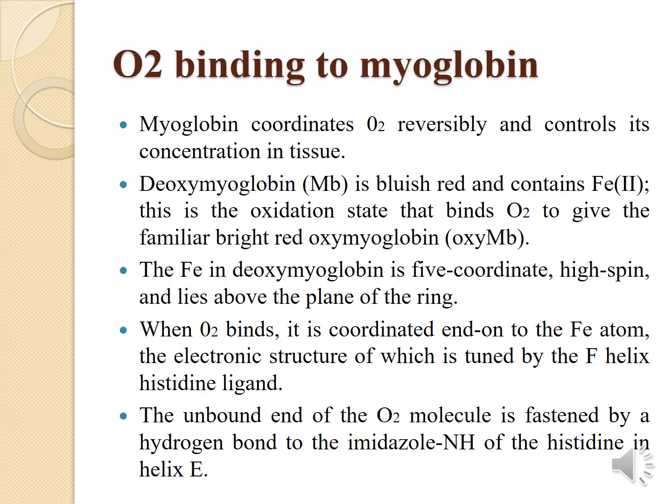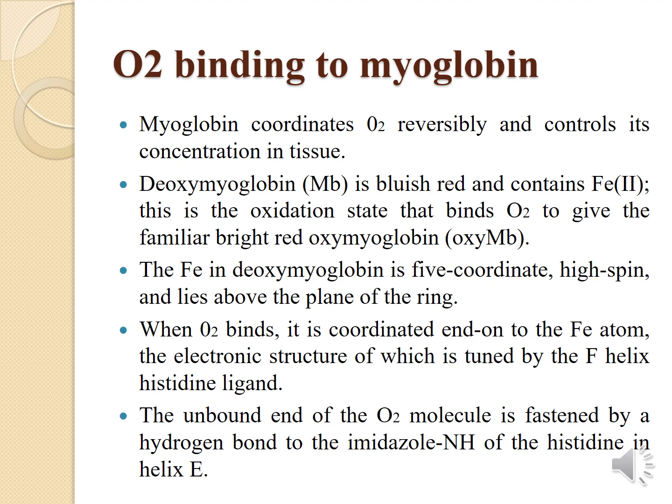And this slide shows the oxygen binding to myoglobin. Myoglobin coordinates oxygen reversibly and controls its concentration in tissues. Deoxymyoglobin, that is Mb, is bluish red and contains Fe2+. This is the oxidation state that binds O2 to give the familiar bright red oxymyoglobin. The iron in deoxymyoglobin is 5 coordinate, high spin and lies above the plane of the ring.